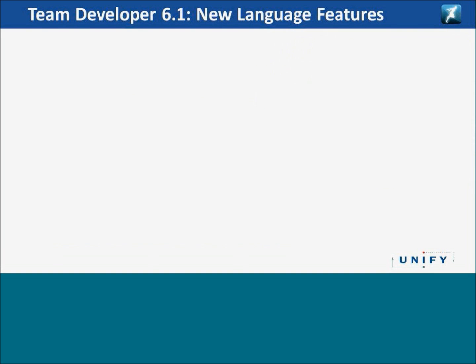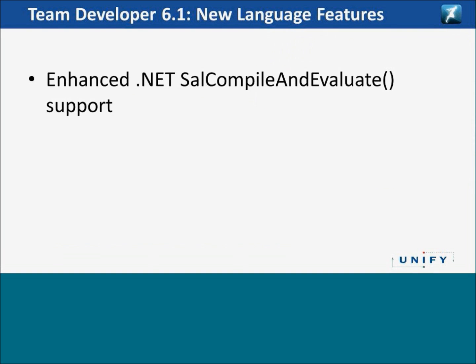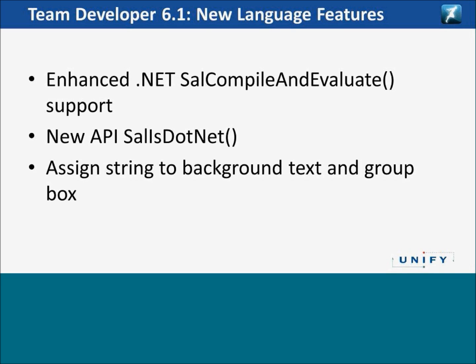Let me tell you a few of the new language features of TD 6.1. We have enhanced .NET SAL compile and evaluate support. We have a new API called SAL is .NET. And you can assign strings to background text and group boxes. So you can easily change the contents of background text and the caption of group boxes.